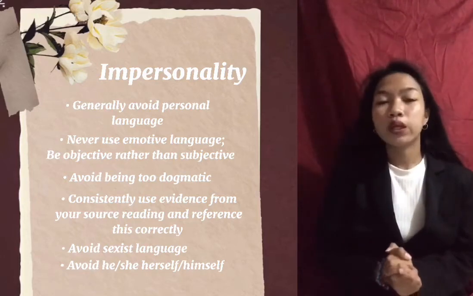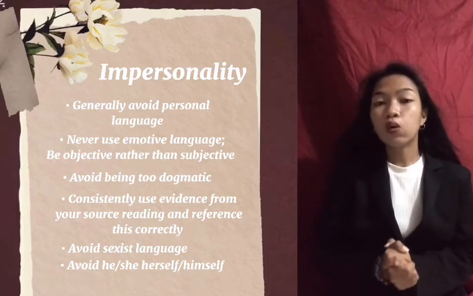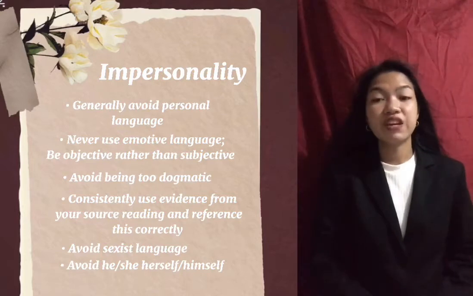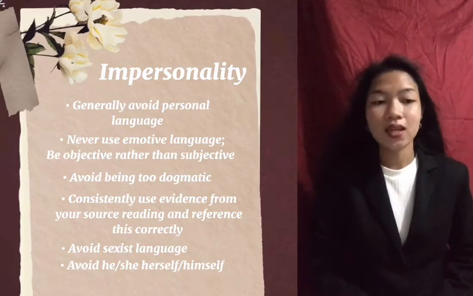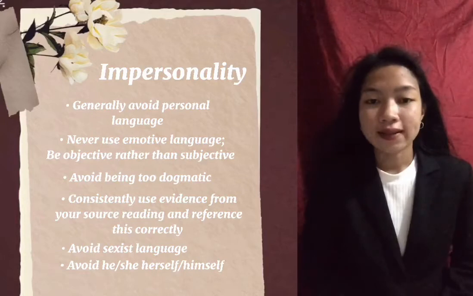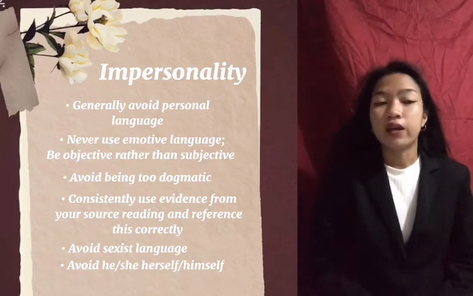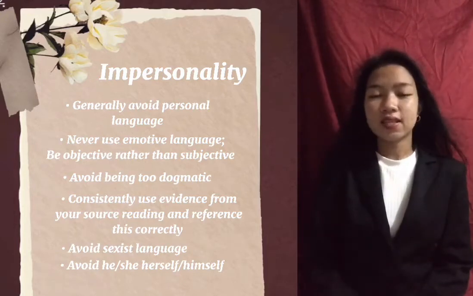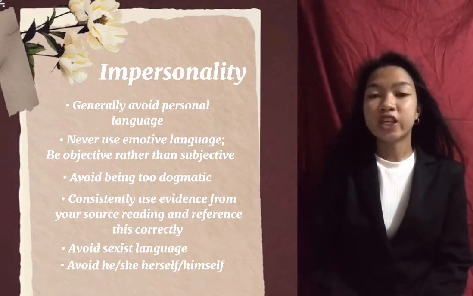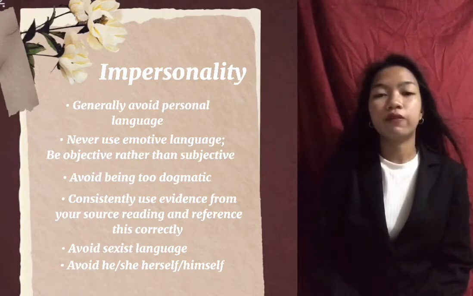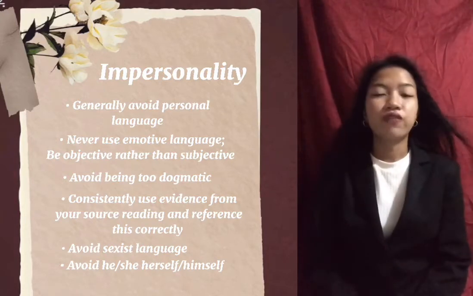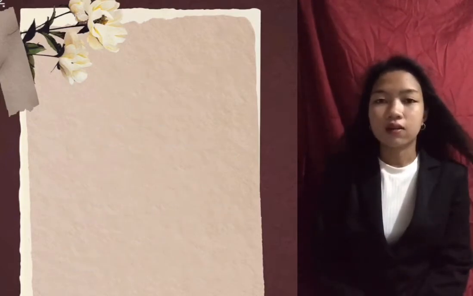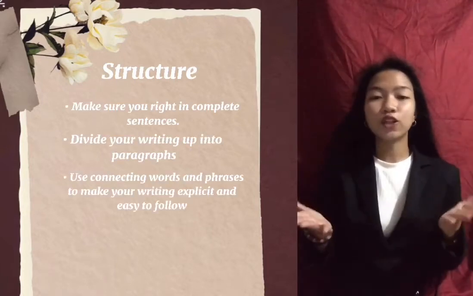And remember, it's going to be more objective if we don't use emotive language. Consistently use evidence from your source reading and reference this correctly. In short, give credit and always cite your sources. Avoid sexist language. Avoid he or she, himself or herself, and etc. So instead of using he or she or he alone, use they. Next up, we have the structure.